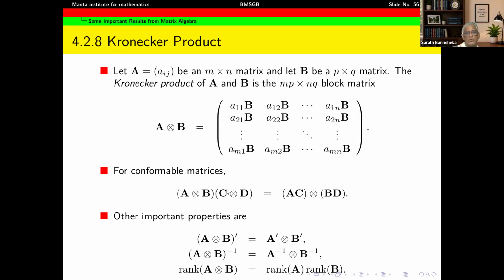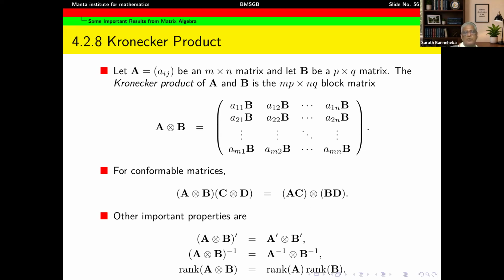So in that case, we can show that this is the same as A times C. Here, A times C is the usual matrix product, A times C, and then Kronecker product B times D. So that is one result.